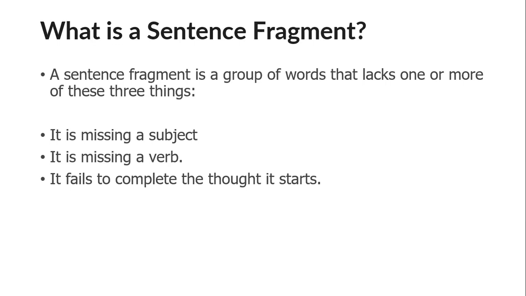What about when it is missing a verb? We have the subject, but the verb is missing. What is the action done by the subject is missing. And finally, the third part: it fails to complete the thought it starts. So it's just a piece of words strung together, but they're missing a subject or a verb, and therefore you end up with something half done, half baked. The thought is not complete. Am I clear with the sentence fragments?